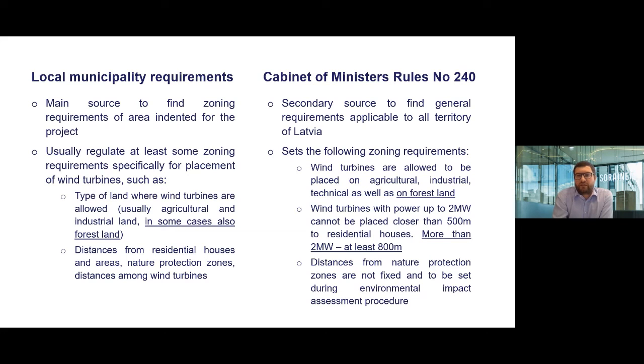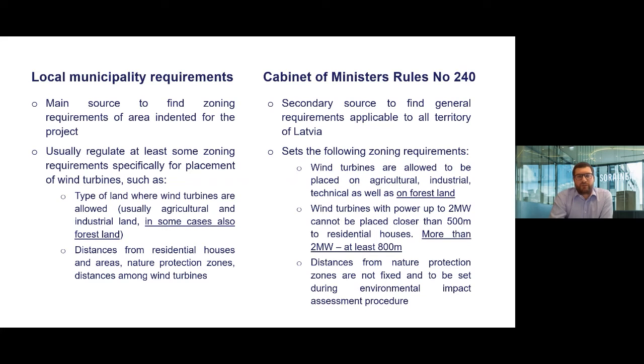And then there are general requirements which are regulated by Cabinet of Ministers rules. And those apply to the whole territory of Latvia. So also, of course, to the territory where the project is located.